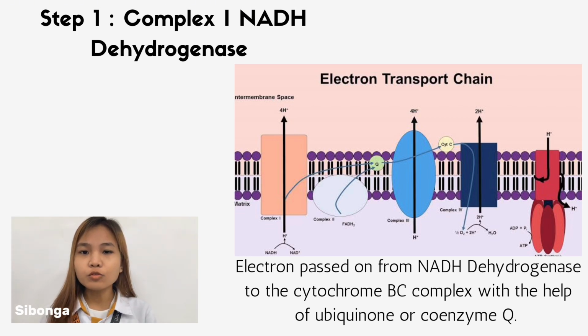Now, the electron moves from NADH dehydrogenase to a mobile carrier called ubiquinone, or coenzyme Q. This molecule picks up the electron and carries it to the next complex, cytochrome bc1, where the electron will continue its journey through the chain, powering the production of ATP.